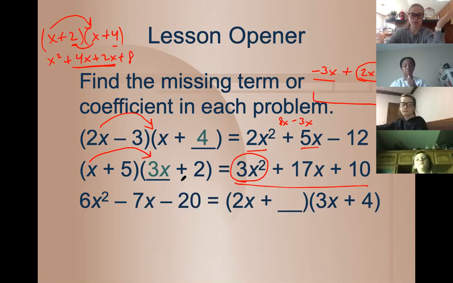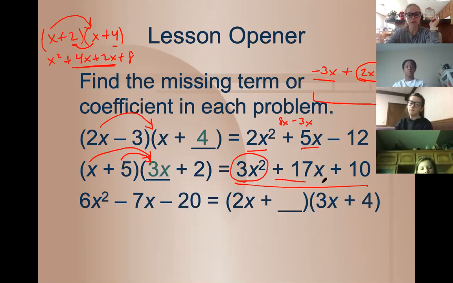And then if I were to continue to FOIL, x times 2 is 2x. Now my inside terms are 5 times 3x, which is 15x. So 2x plus 15x is 17x. All right, here's the last one. Now we're given the trinomial, which is what we're going to be having in our lesson. We're going to be given the trinomial, and then I have to factor the whole thing.